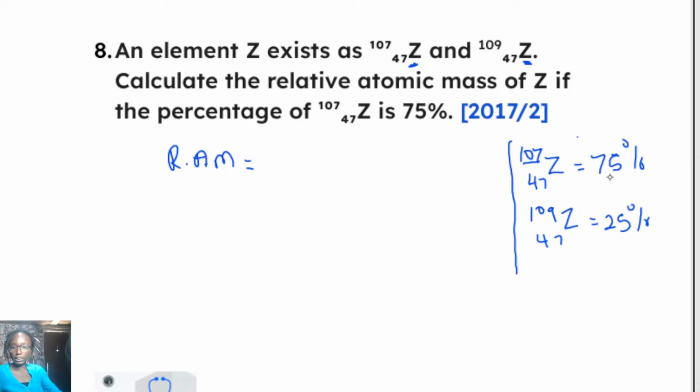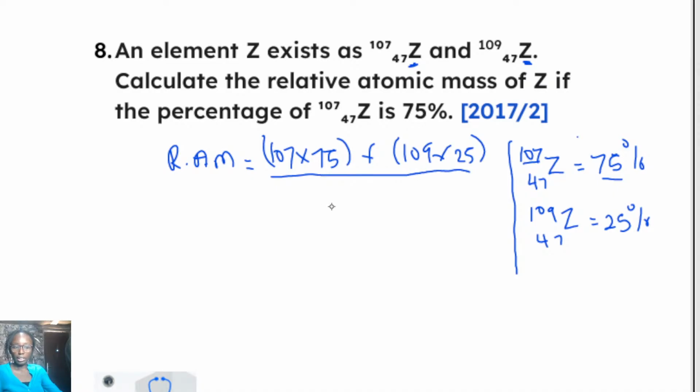I told you: mass number times the abundance. So we have 107 times the abundance, plus the other one, 109 times 25. I'm going to divide this by the total, which is 100%, because we're given certain percentages. So if you punch this in the calculator, you should be able to get your answer. Let me actually just do that very quickly.